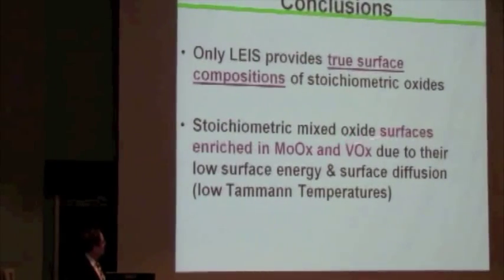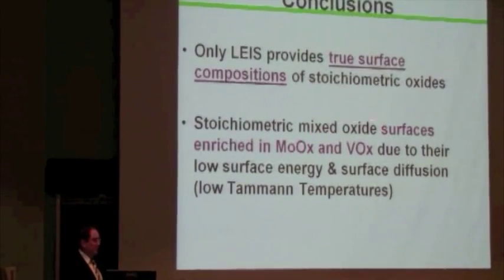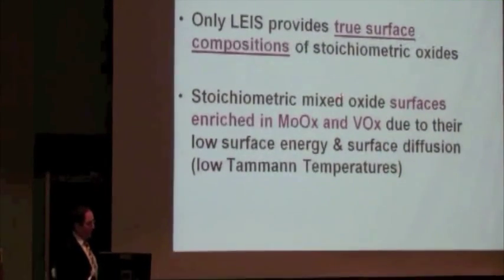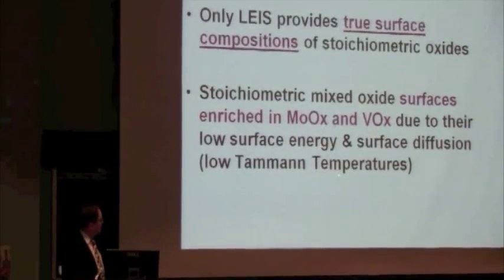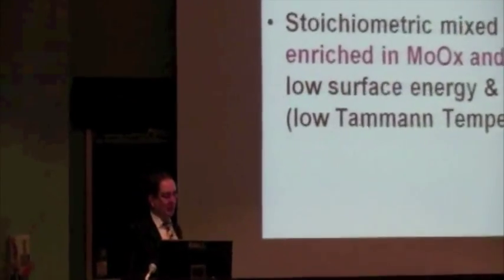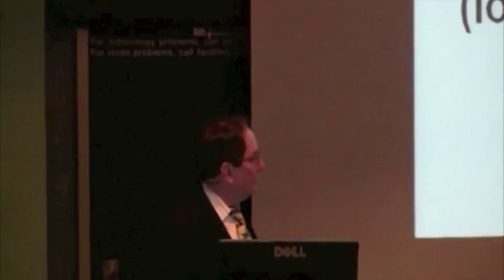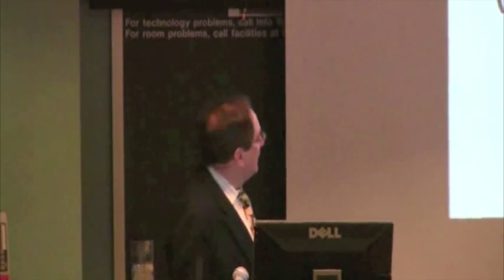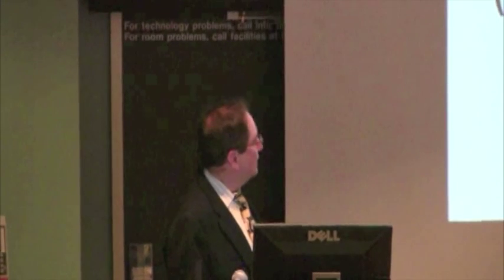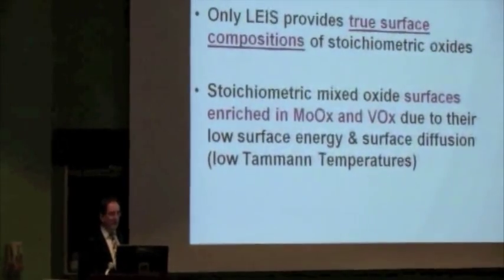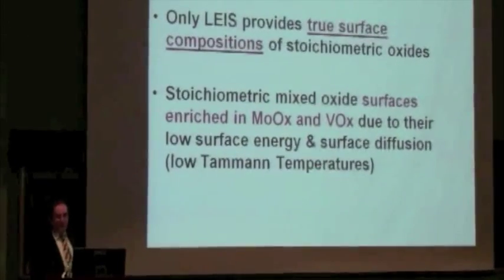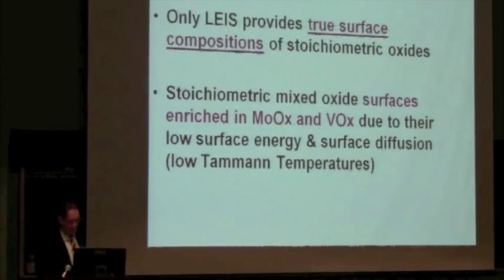And the reason that these things were enriched is that potassium impurities, as well as other alkali, molybdenum oxide, and vanadium oxide have low Tammann temperatures, which means that they diffuse at very low temperature. Molybdenum at about 300 C, vanadium will start diffusing at 200 C. And usually these materials are prepared at like 500 C. So they have ample temperatures to have diffusion, and they have much lower surface free energies than the other cations in these materials. And so they have a driving force, they have the kinetics to get to the surface, and they lower the surface free energy of the system.